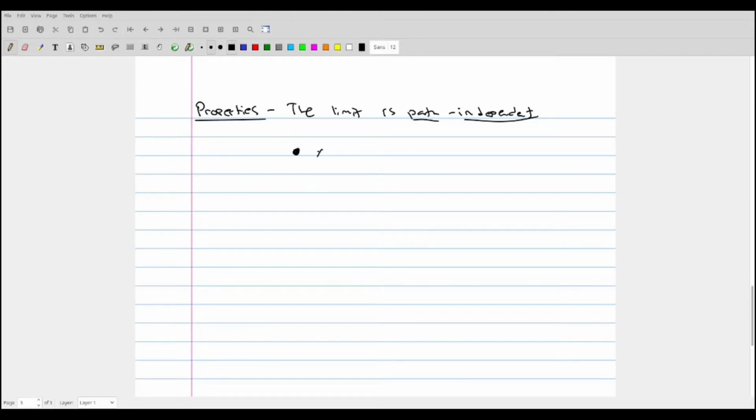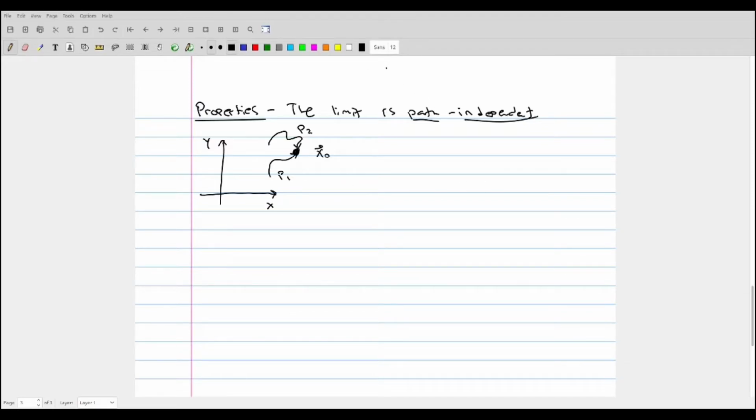So let's say this is a point x0 in 2D. If you have, say, one path right here of approach, you have some other possibly very different path of approach, path 2, the limit, if it exists, has to be the same along both the paths. And if it's not the same, then the limit doesn't exist at the point.